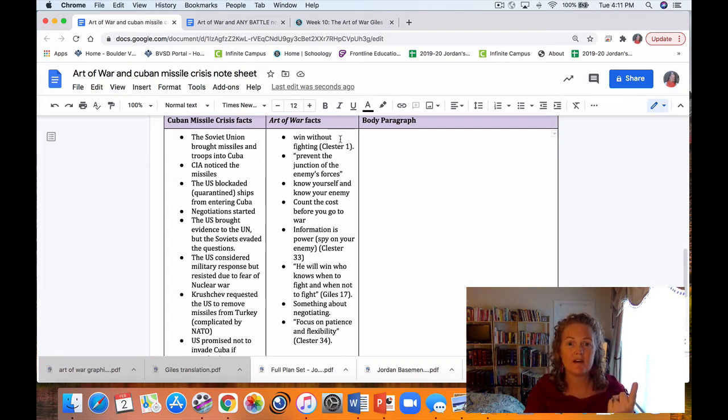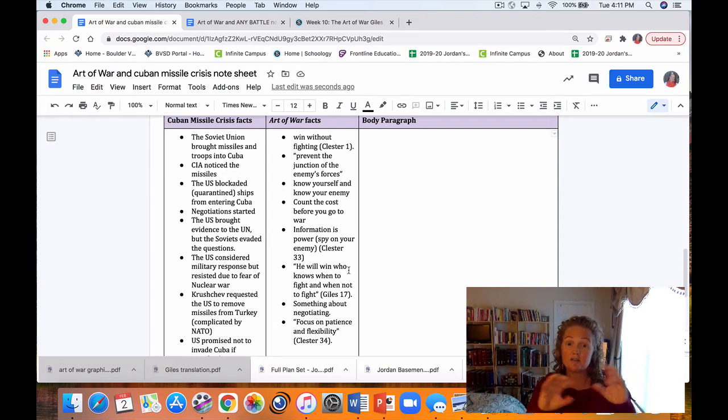So, win without fighting, and anytime I see cluster, remember that's the graphic novel version. And then there is prevent the junction of the enemy's forces, know yourself and know your enemy. So prevent the junction of the enemy's forces, I put in quotes because that is an actual quotation from the Giles translation. Then I have this concept, know yourself and know your enemy, count the cost before you go to war, that information is power, so like spy on your enemy.